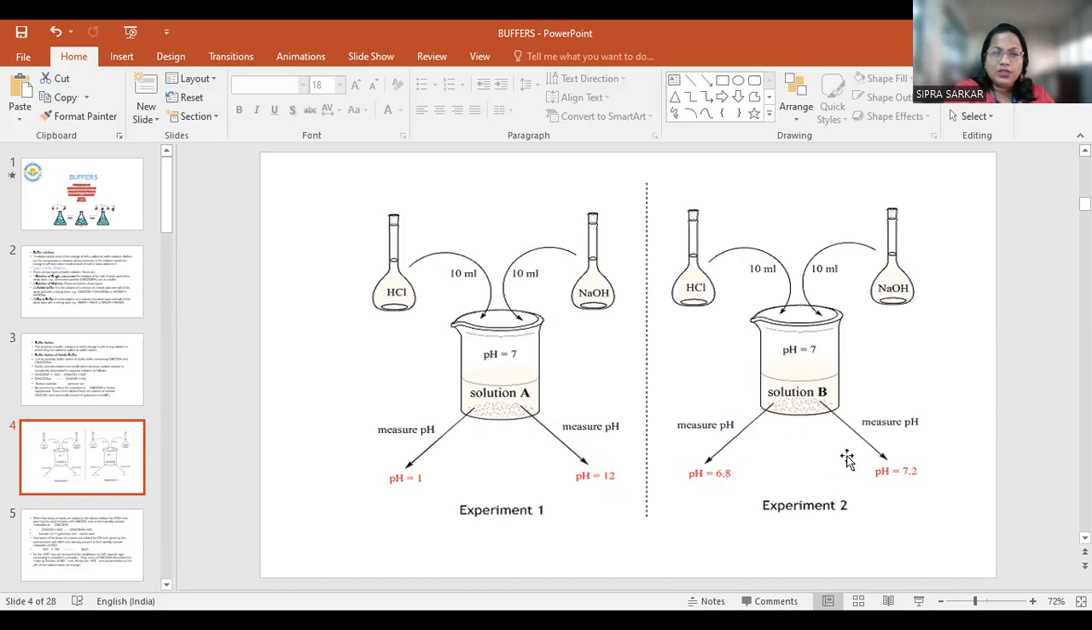But if the solution is a buffer like this, it also has a pH of 7. If we add HCl to the buffer solution, the pH changes only slightly. See, 6.8. That means as the solution contains a buffer, it reduces the change of pH. And when NaOH is added, the pH increases only a little bit, to about 7.2. That is, the buffer is resisting the change of pH. So it's a very beautiful example. You can describe it also in your book.